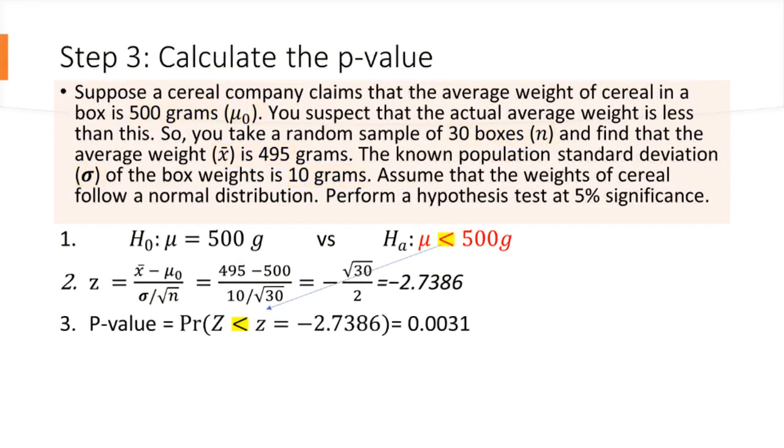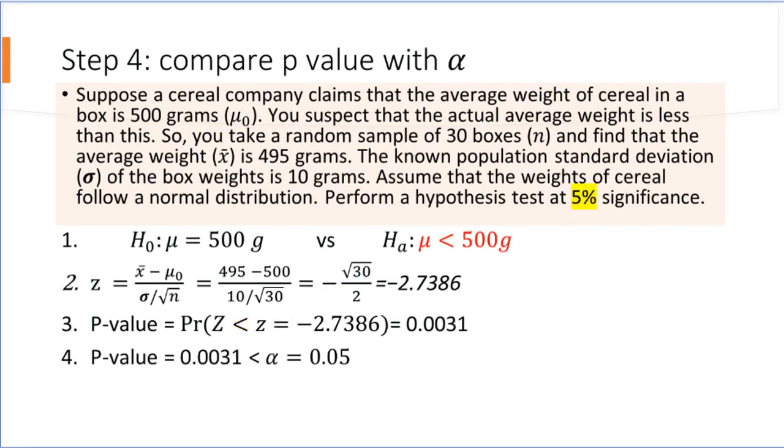Step 3. Calculate the p-value. The p-value, corresponding to the alternative hypothesis, mu being less than 500 grams, is the probability that a standard normal random variable, z, is less than the z-score or z-statistics, minus 2.7386. Using the normal table or your calculator, you have the p-value to be 0.0031. Step 4. Compare the p-value with the significance level, alpha. The calculated p-value is 0.0031, which is less than the 5% significance level, alpha.